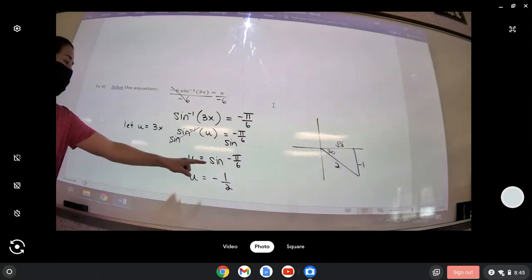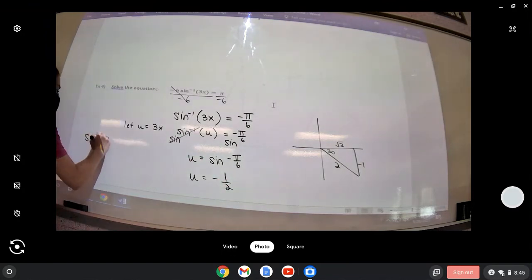Or another way to think about it, sine -pi/6 is like taking the sine of pi/6, but you're in quadrant 4. So then you could use your triangle.